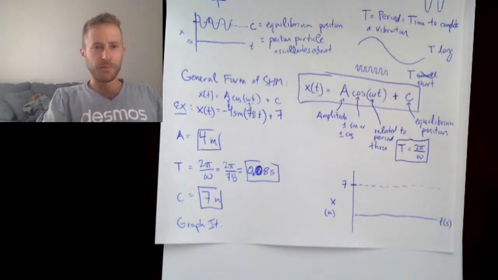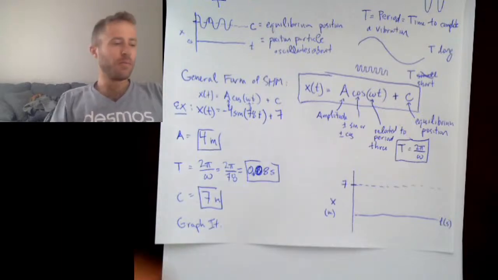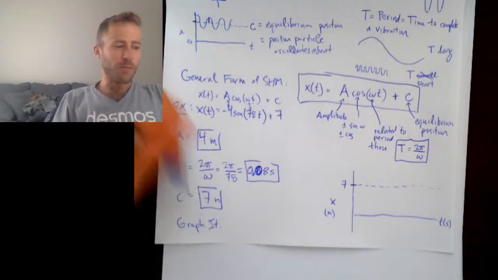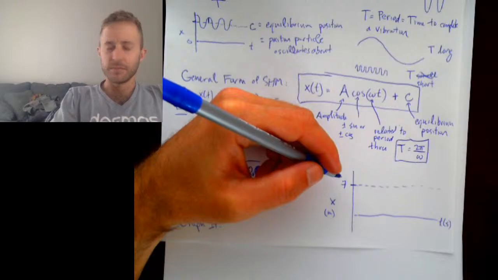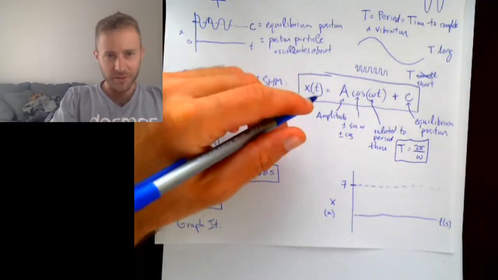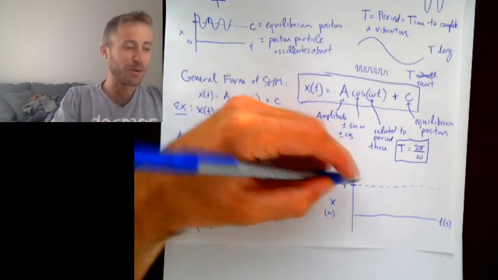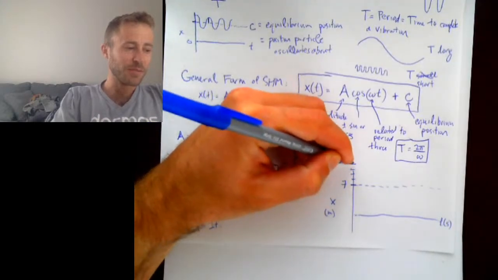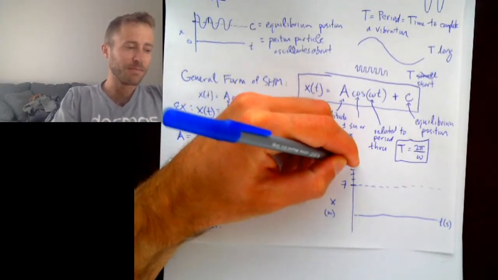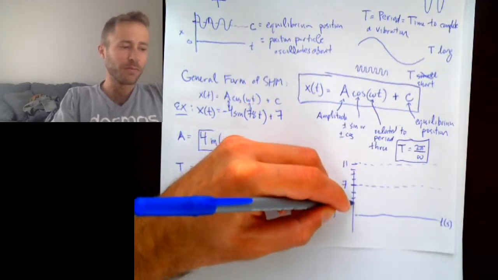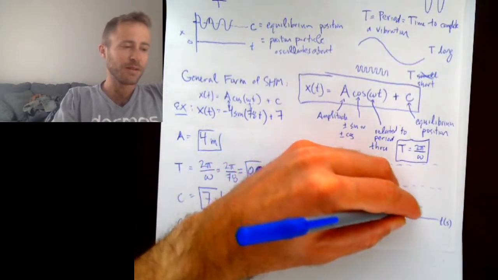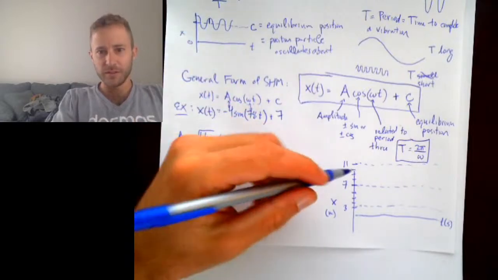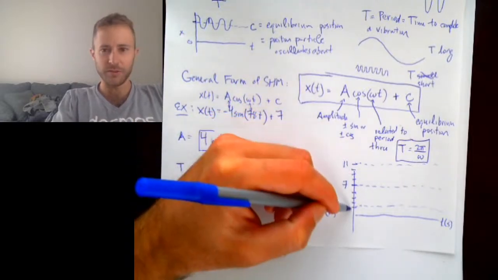Excellent, 3 to 11. So you can go 4 above 7 up to 11, and then you can go 4 below 7 down to 3. So here's the center line, here's the highest, here's the lowest.